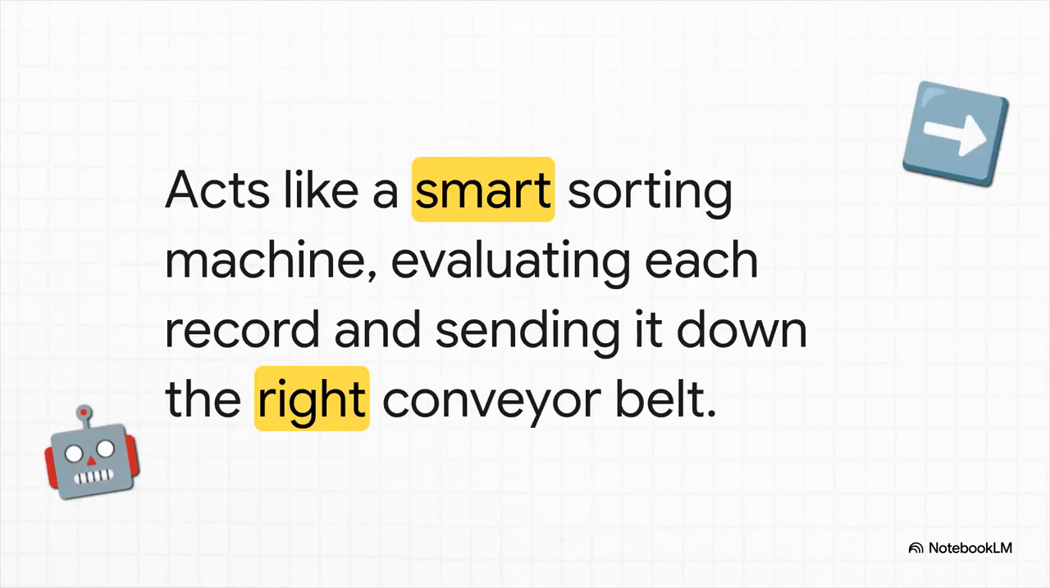Here's another way to think about it that I really like. Imagine one of those high-tech sorting machines in a giant warehouse. You've got one main conveyor belt with all sorts of different packages on it. As each package goes by, a scanner reads its barcode, and then a little robotic arm pushes it onto the correct secondary belt. That is precisely what the conditional split is doing for your data.